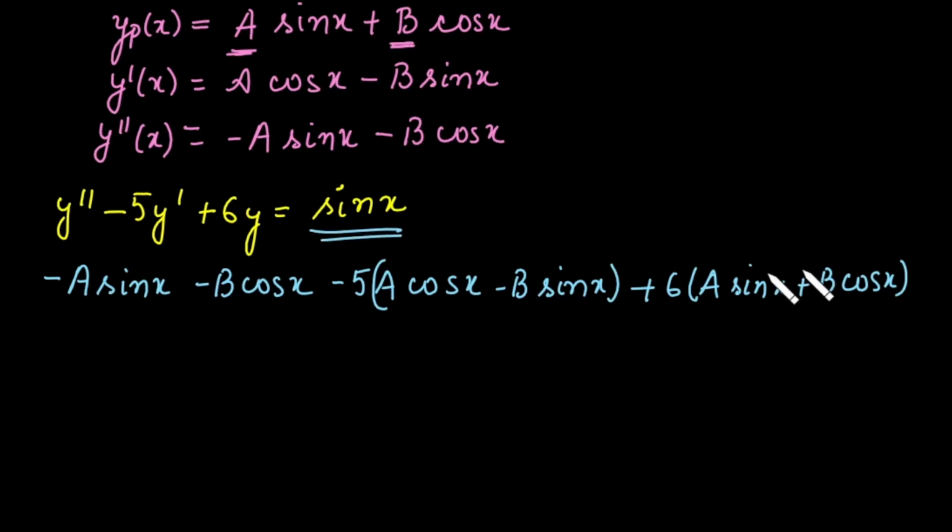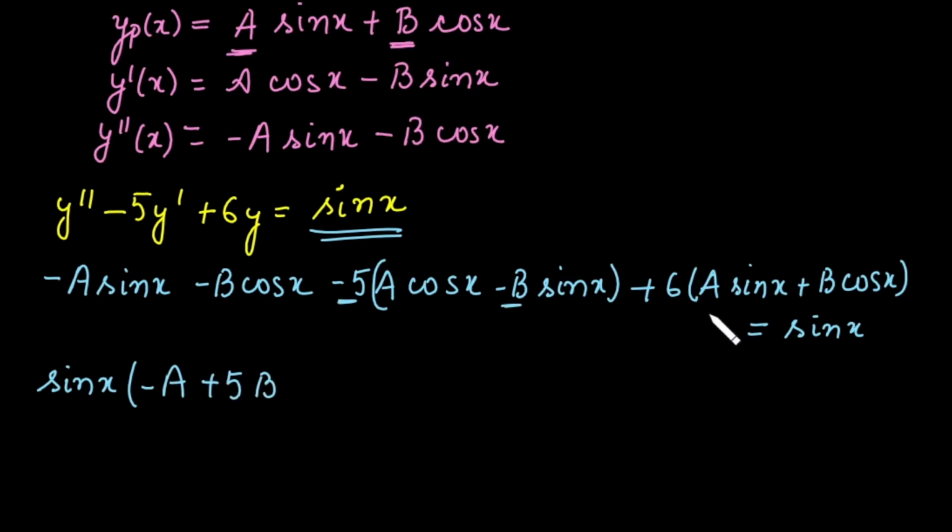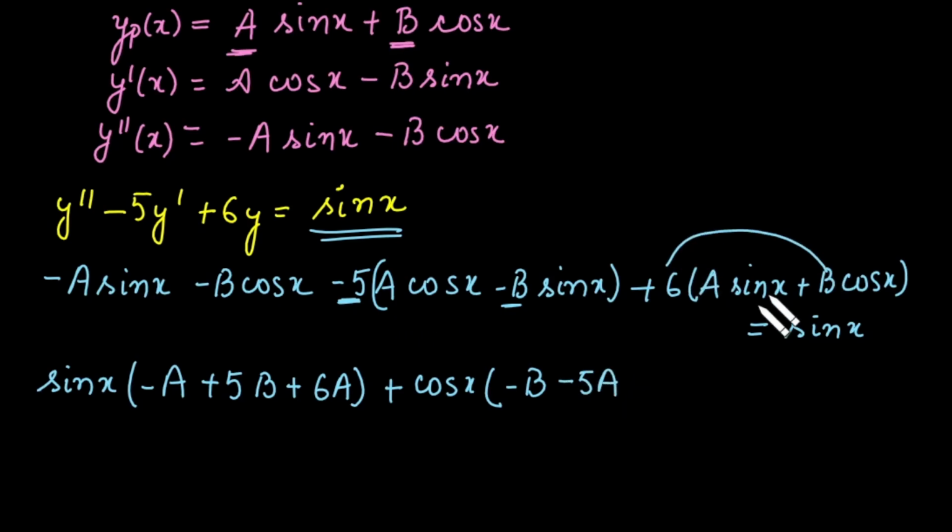So let's simplify the left hand side first. In this case, what are the coefficients of sine x? So the sine x coefficients are minus a, this is minus 5 minus b, that is the plus 5b, in this case plus 6a, plus cos of x. What are the coefficients of cos? That is minus b, minus 5 into a, and over here 6 into b. So this is equal to sine of x.